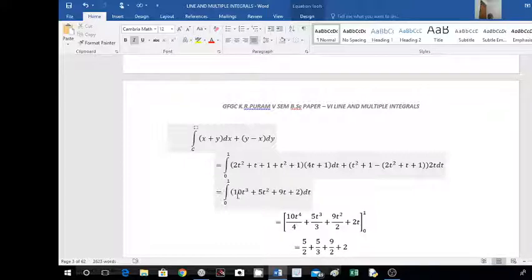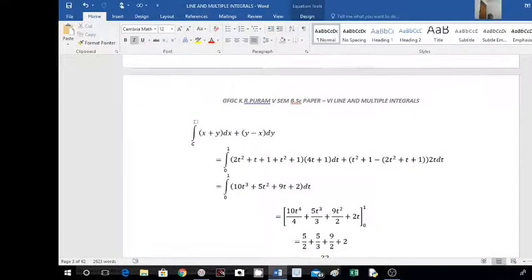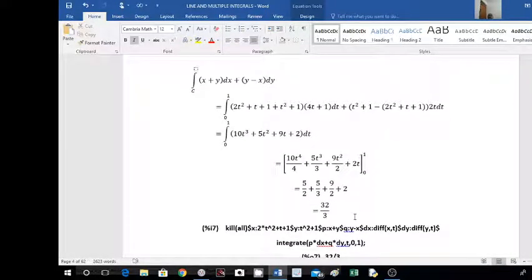Now integrate. 10t cubed integrates to 10t to the 4 by 4, plus 5t squared integrates to 5t cubed by 3, plus 9t integrates to 9t squared by 2, plus 2 integrates to 2t, between 0 and 1. At the upper limit, 10 by 4 is 5 by 2, plus 5 by 3, plus 9 by 2, plus 2, and at the lower limit everything becomes 0. Simplifying, we get the answer 32 by 3.